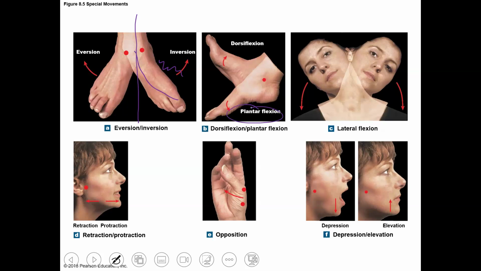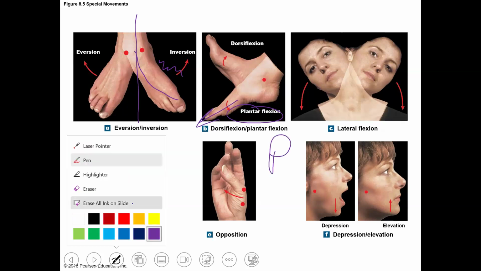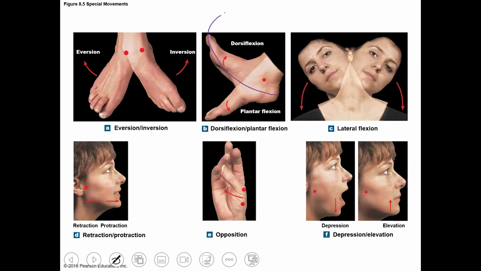Plantar flexion, you're going to point your toes. P for plantar flexion, P for point your toes. Dorsiflexion, you are going to lift your toes up. So put your heel on the ground, point your toe, that's plantar flexion. Put your heel back on the ground, lift your toes up, keep your heel on the ground, that is dorsiflexion.